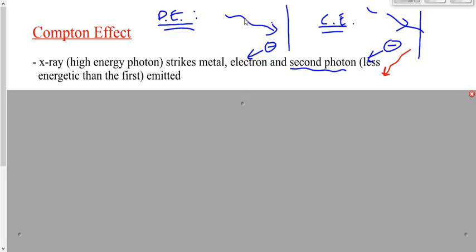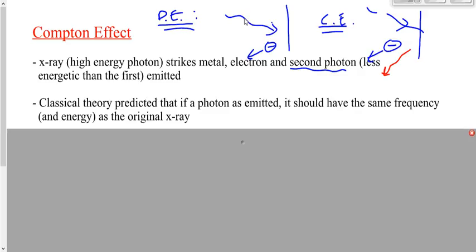If an X-ray photon of 10 to the 19 hertz strikes this metal, then an electron's ejected, and then another photon that might be 10 to the 18 hertz is ejected as well. It's a different photon with a different frequency and a different energy. Now, classical theory is old physics, right? Pre-quantum theory, basically pre-20th century physics, suggested that if there was a second photon ejected, it should just be the same as the first one. If an X-ray photon of 10 to the 19 hertz strikes the metal and we get an electron ejected and a photon ejected as well, the photon should be the same photon as we had to begin with. But that didn't match the observations. That second photon was less energetic than the first.